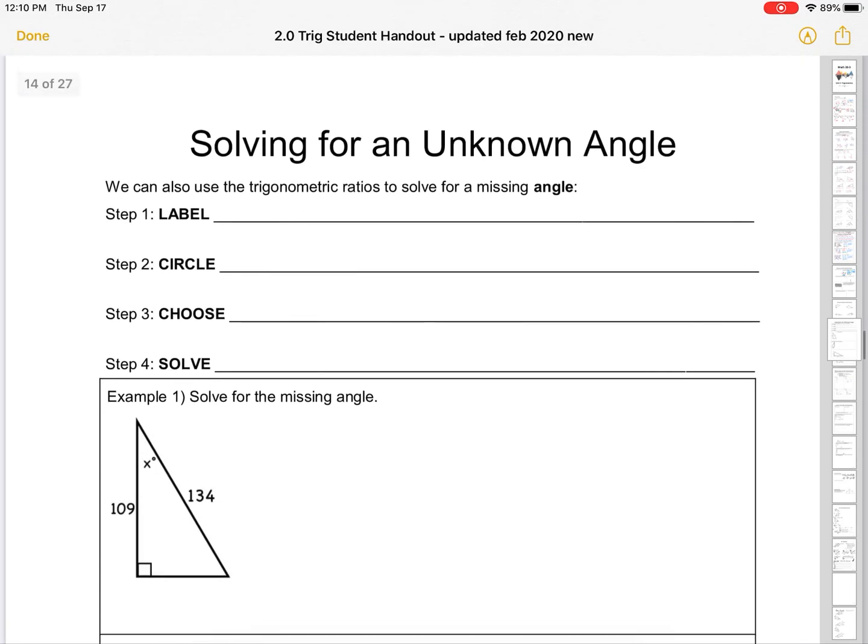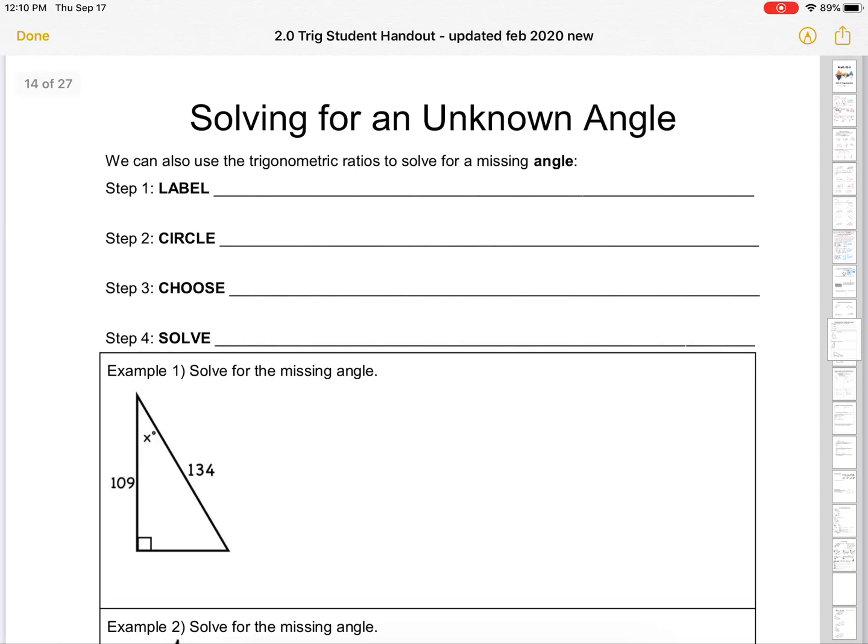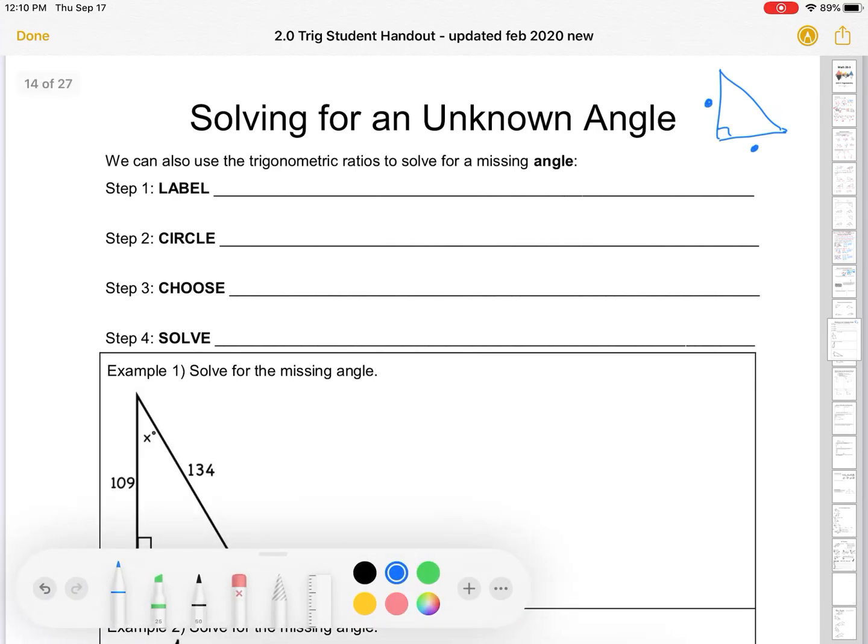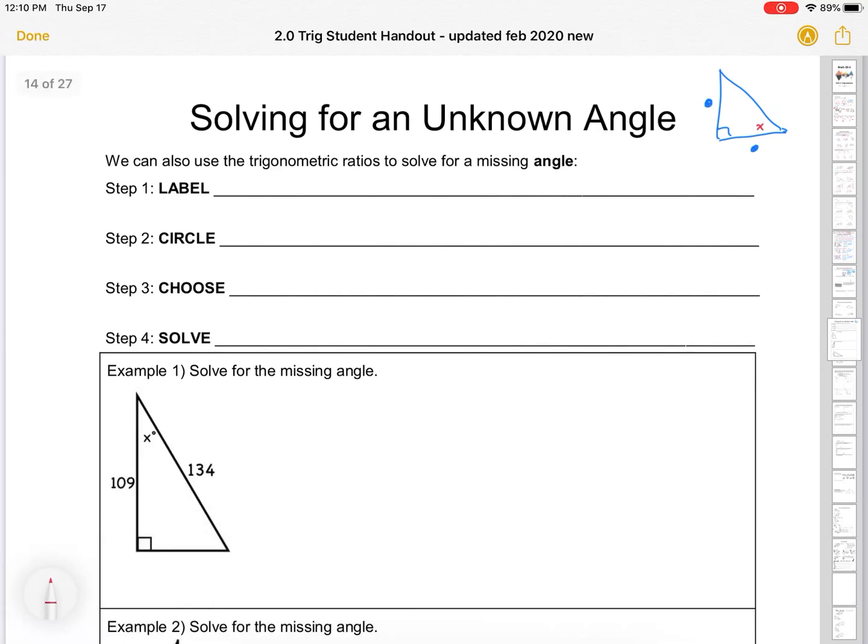Okay, so the next lesson is solving for an unknown angle, and this is page 14 in your notes package. The ones we did yesterday were looking for an unknown side. Now we're going to look for an unknown angle, because sometimes you're given your triangle and two sides but no angle. If you're looking for an angle, you can use those two sides to find it.